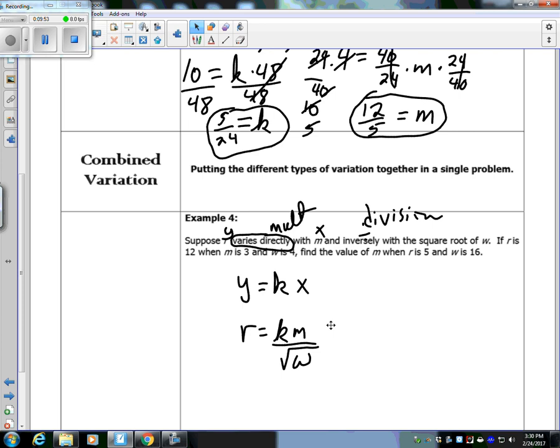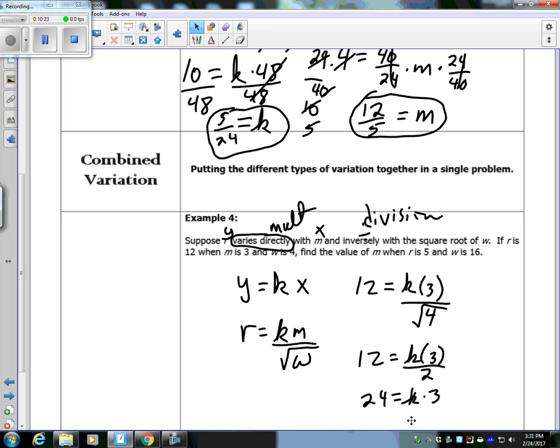So if r is 12, I'm going to replace r with 12. When m is 3, and w is 4. So I have to use that to find the k. So we do square root of 4 is 2. Multiply by 2, you get 24. K times 3. Divide by 3, you get k is equal to 8.